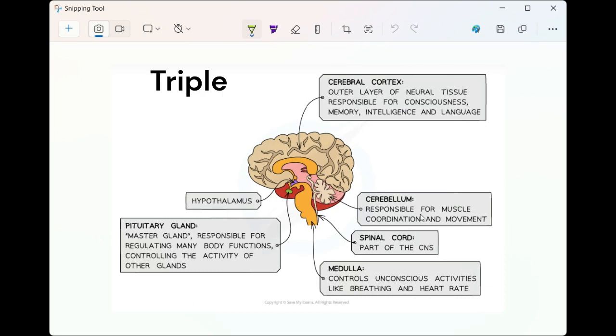So here's a picture of the brain. The main three parts you need to know are the cerebral cortex, which is the largest part, and that's for your conscious things, such as language and intelligence. The cerebellum, which is the small part on the bottom right, that's for controlling the motor functions. So your movement, your arms and legs, just how everything moves. And lastly, the medulla, which is at the bottom, controls your unconscious activities, like breathing and heart rate.